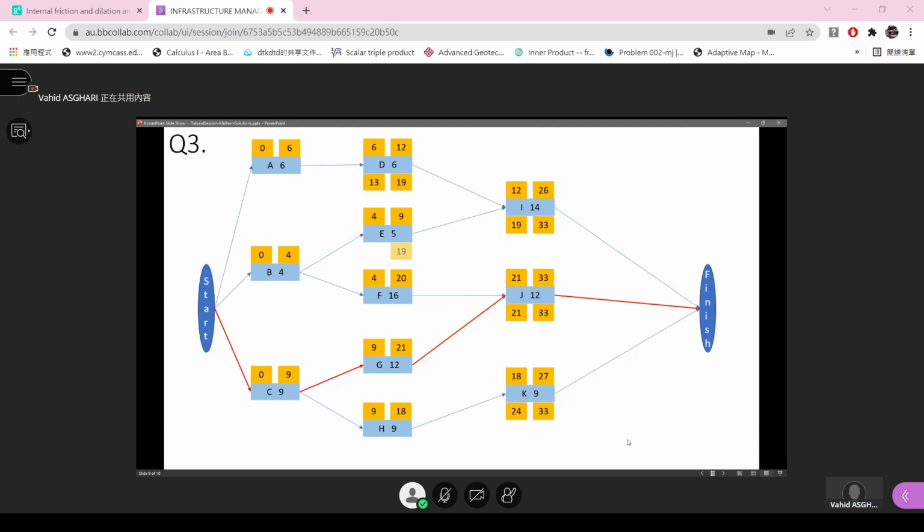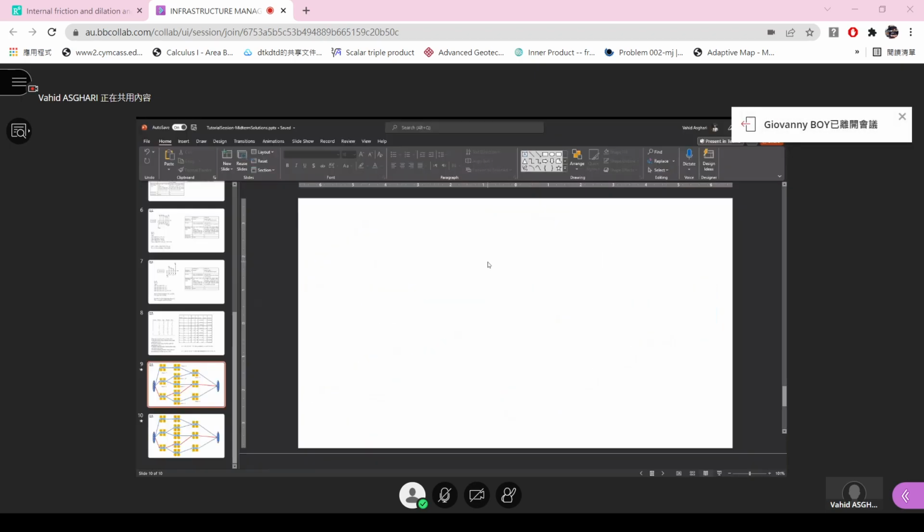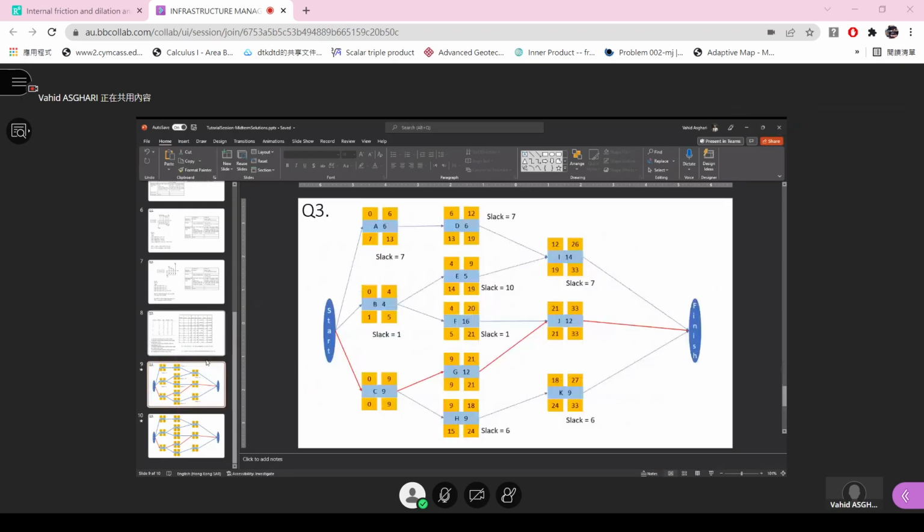And we will continue this for all of the network, and we can complete the whole network. What will be the slack? Simply deduct the early finish from the late finish. The slack will be 7 here, slack will be 6, slack will be 7 here again. Simple, just repeat it again and again until you have finished it. You have completed the network.